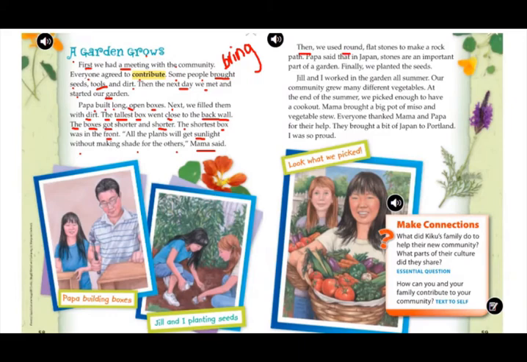Then we used round flat stones to make a rock path. So they also decorated their garden. Papa said that in Japan, stones are an important part of a garden.